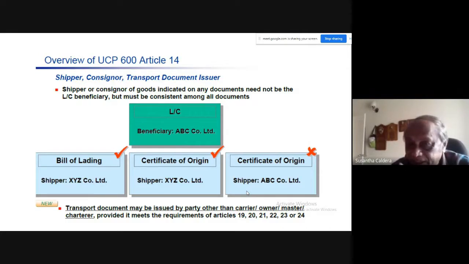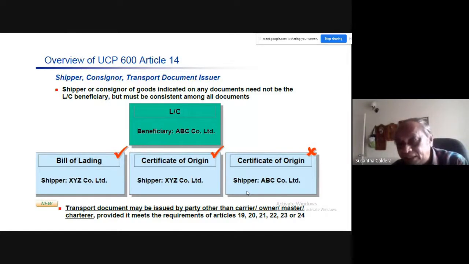In a transferable LC, this is the original thing happening. LC beneficiary is ABC company. Bill of lading, shipper XYZ company. The second beneficiary has shipped the goods. And when they submit the certificate of origin, we can't change that. It is given by the second beneficiary. When they issue the certificate of origin, they will mention the shipper as XYZ company.